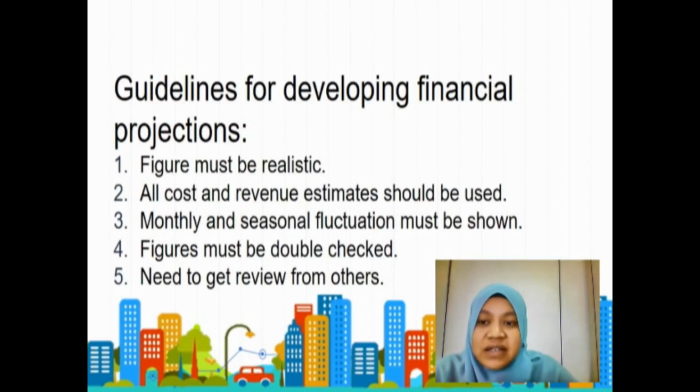And then monthly and seasonal fluctuation must be shown. Ni macam saya cakap tadi lah. Start bulan Jun takkan ada GST. So kita kena tengok lah kalau seasonal fluctuation berlaku ke, kalau cost barang tu tinggi ke, kita kena letak lah. Kita tak boleh cakap kita ambil average cost, tak boleh. Kita kena ambil the real cost. Figure must be double checked. When we are doing accounting ataupun matematik, kadang-kadang macam kita tekan calculator kan, bisa tinggal 1 kosong and what not. So kita kena double check balik.